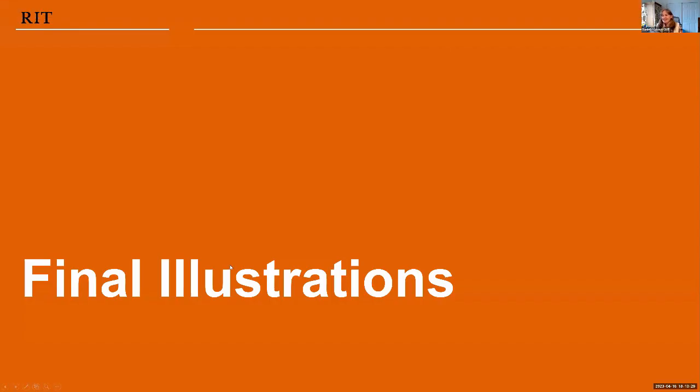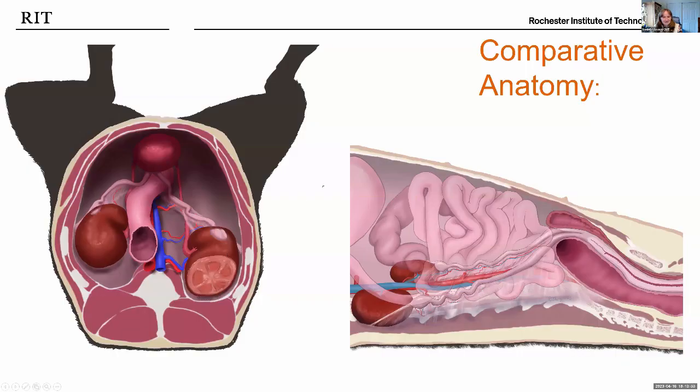And then without further ado, here is some of my final illustrations. So here is some of my anatomy images. Once again, trying to create images that were really emphasizing how deep the uterine horns fall within the body wall or the abdomen, and how lateral they are to the body wall.